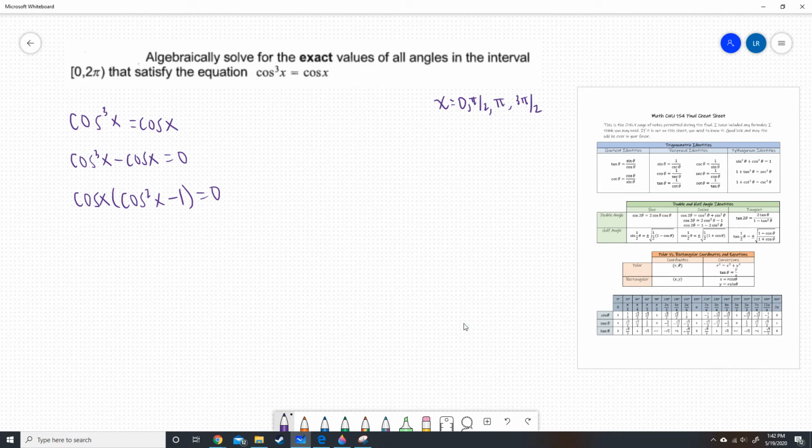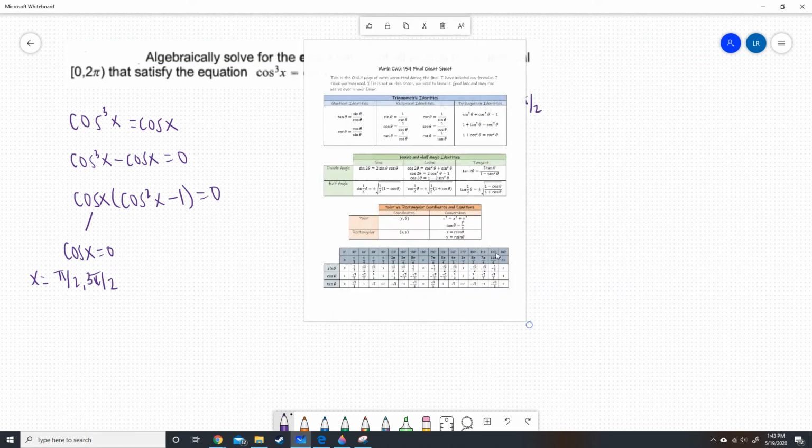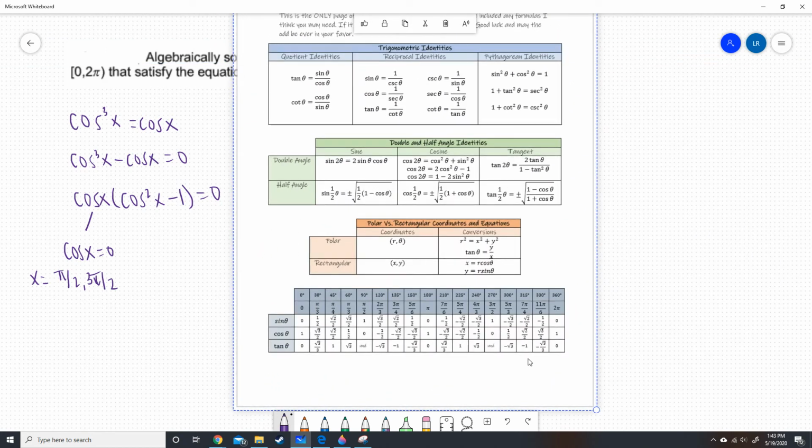Both of these factors we're setting equal to 0. And so one factor we set equal to 0 is cosine of x equals 0. And we want to know where on the unit circle cosine equals 0. You can either think through it, and you know that cosine equals 0 at pi over 2 and 3 pi over 2, or you can use this table here. Using this table, cosine is here, and the first time it equals 0 is pi over 2, and then it equals 0 again at 3 pi over 2.